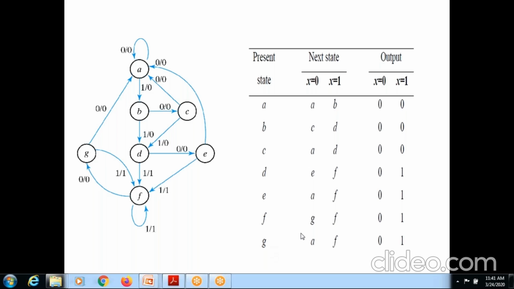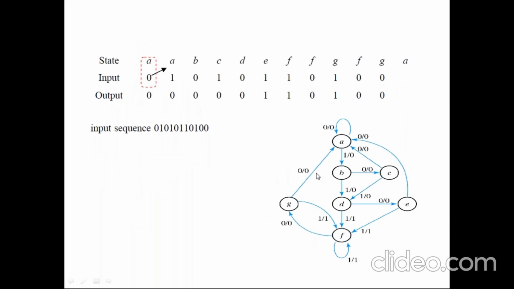Instead of using G, I can use E. Wherever G is available in my state table, that G can be replaced as E. Okay, so that's the thing. So that I can eliminate this G. Instead of G, I can call it as E. Okay, so that's the next thing.